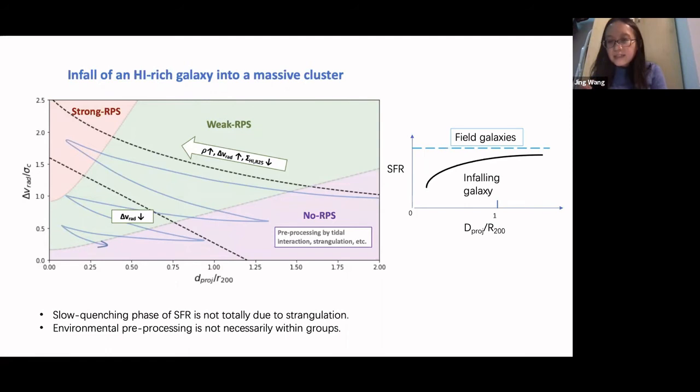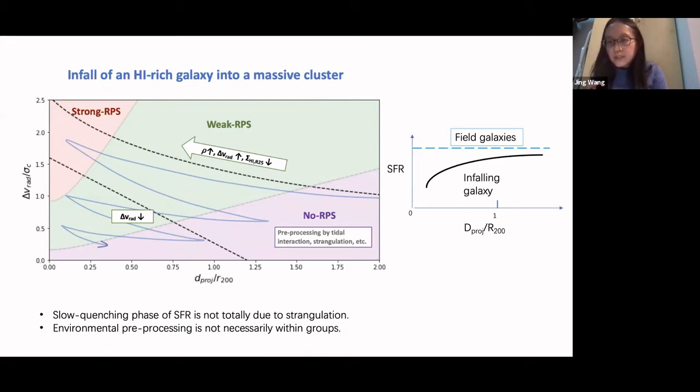And another thing is that it was found that at the edge of the clusters, beyond the virial radius, the infalling galaxies already have a lower star formation rate compared to field galaxies. This phenomenon was termed pre-processing. It says that the galaxies were already processed, the star formation and gas amount already reduced, before they are processed by the cluster environment. That was the past thinking.